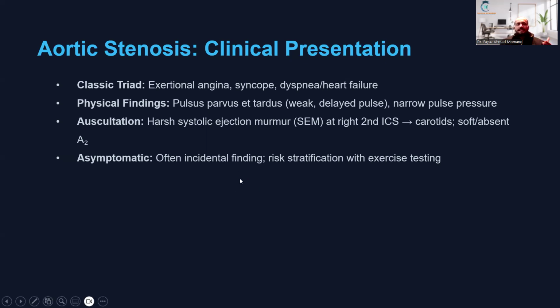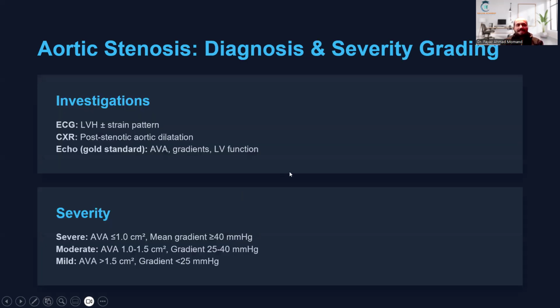Patients who are asymptomatic, aortic stenosis may be found by incidental echo, or once we find it by accident, we do exercise testing to see what we need to do further. Investigations: on ECG, you would see left ventricular hypertrophy, and you may see a strain pattern or left ventricular strain pattern. Chest X-ray, you may see the aorta is dilated after the stenosis. Echo is gold standard for valvular diseases. It will give us aortic valve area. We can see the pressure gradients. We can see the left ventricle's function on echo.